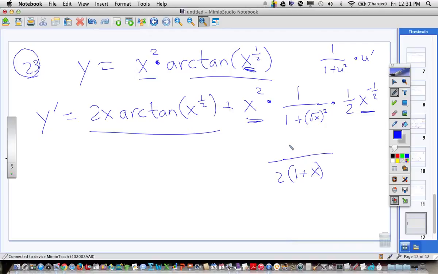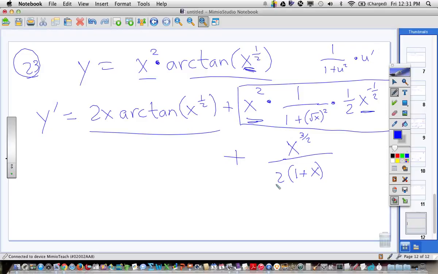X to the 3/2, I think. Right? Because it'd be 2, take away 1/2, it'd be 1.5. So it'd be 3/2. And again, this is all one term here at the end because they're all multiplied together. So I can put it all together, the stuff on top, x to the 3/2, the 2, the 1 plus x. So that would all kind of simplify like that. This I can't really do anything with. So that's one way 23 could look.